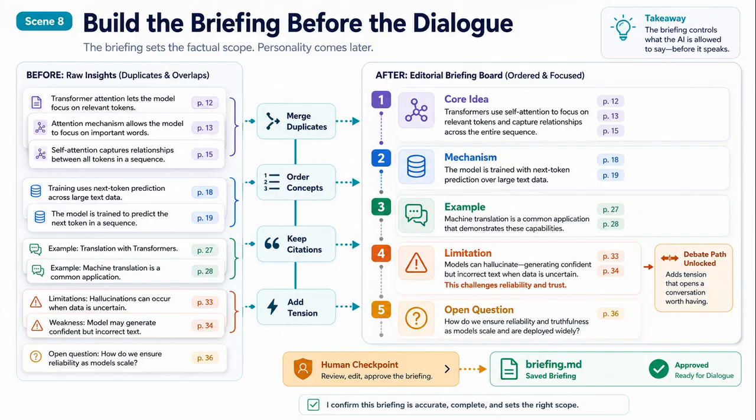The output remains factual and compact. Personality is added in the next stage. Separating briefing from dialogue makes the workflow easier to review and reduces unsupported improvisation. A saved markdown briefing gives the creator a fast checkpoint before generating dozens of audio segments.